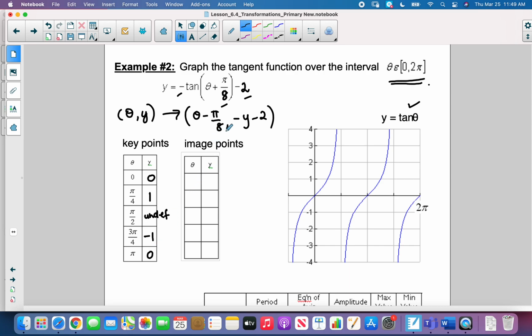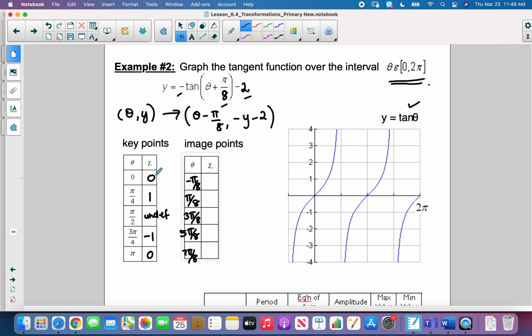I'm going to apply the transformations to the x values here. I'm going to subtract pi over 8 from each of these x theta values. I'm going to get negative pi over 8 here. Pi over 4 minus pi over 8 gives me pi over 8 here. Pi over 2 minus pi over 8 gives me 3 pi over 8 here. And here 3 pi over 4 minus pi over 8 gives me 5 pi over 8. And here pi minus pi over 8 gives me 7 pi over 8.